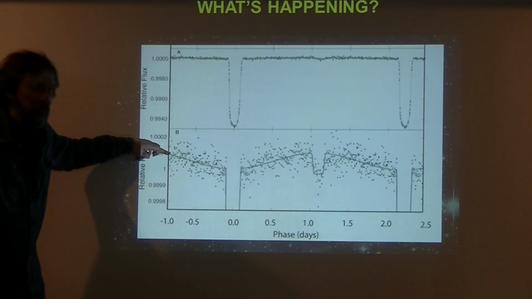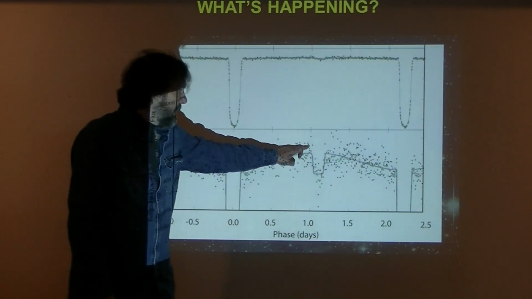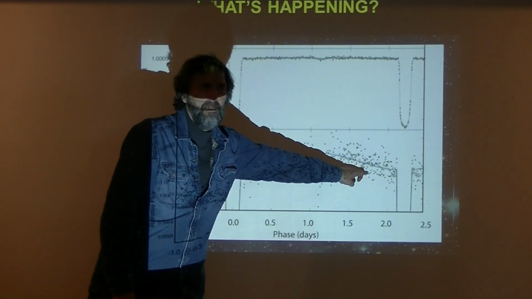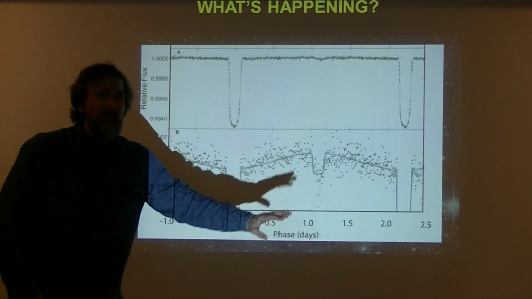Notice this, it's not flat. No. It's dropping down, then the eclipse, then it goes back up, second eclipse, it goes back down again. The question was, why is it doing this? Why am I getting a brightness change when there's no eclipse going on?